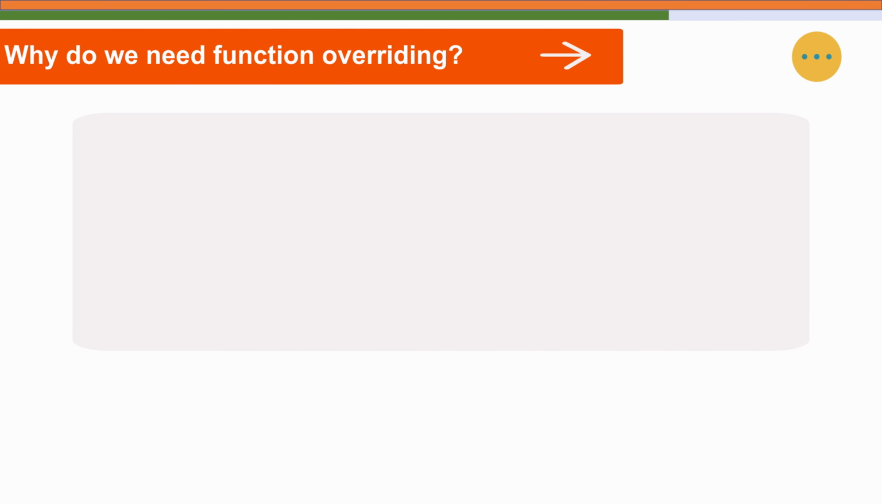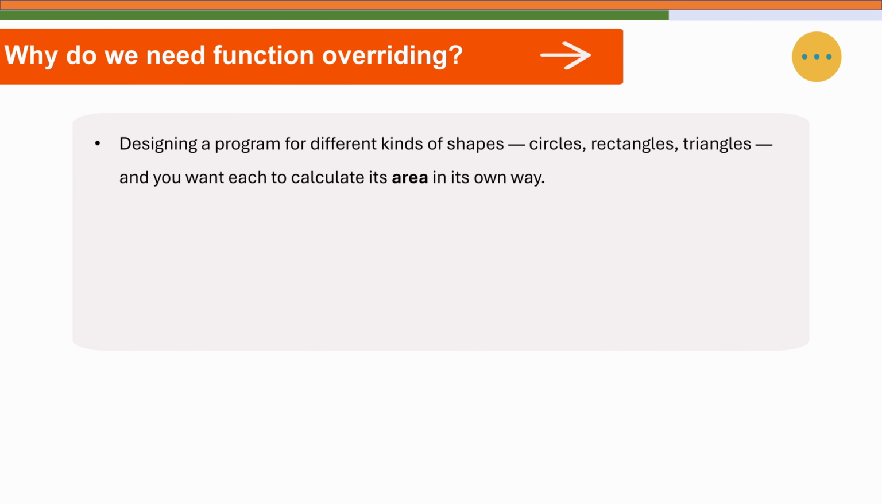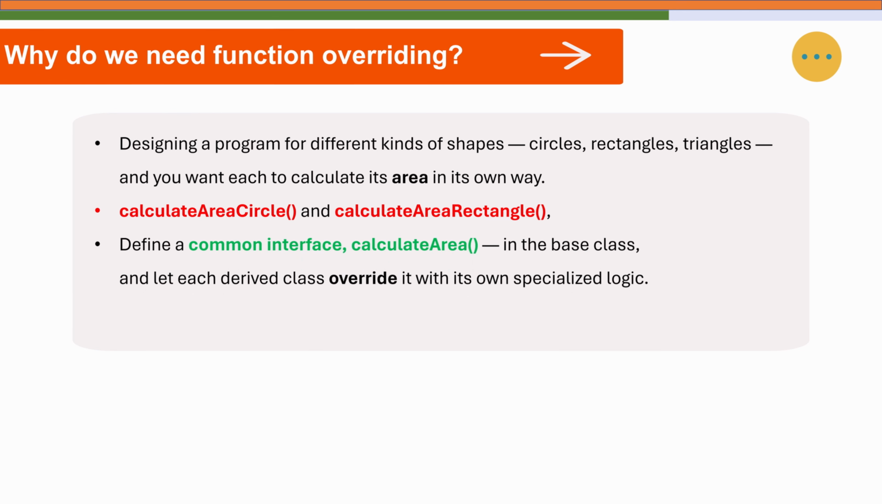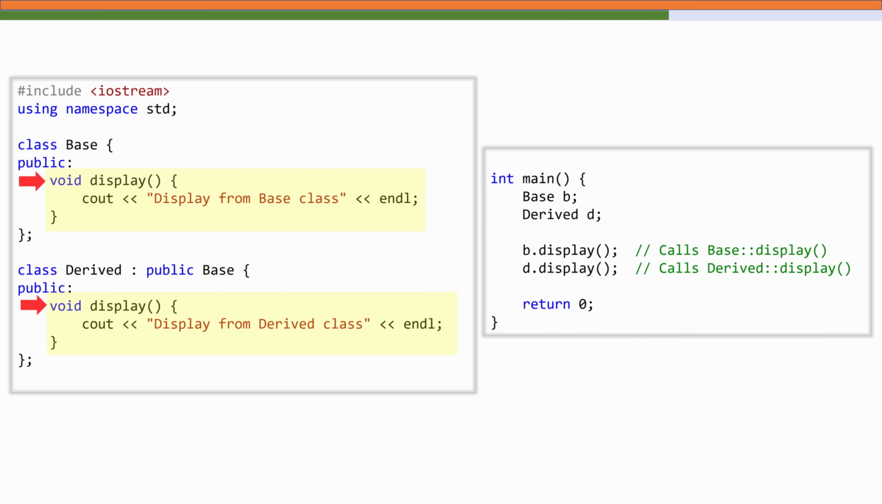Now let's see why we need it. Imagine you are designing a program for different kinds of shapes that may include circles, rectangles, or triangles. You want each to calculate its area in its own way. So instead of writing separate functions with different names, like calculate area of circle, calculate area of rectangle, calculate area of triangle, we can define a common interface in the base class, maybe a calculate area function, and let each derived class override it with its own specialized logic. This gives us cleaner, more readable, and more scalable code.